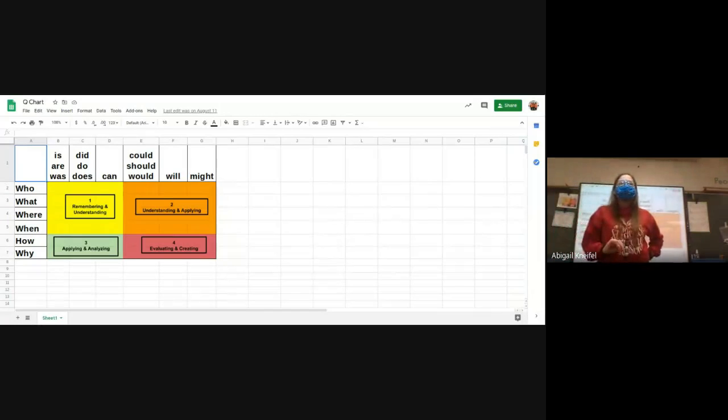When might you have seen a play? This is a question for you. When might you have seen a play? So your answers are going to be different, but all of you should have the same quadrant. When might you have seen a play?